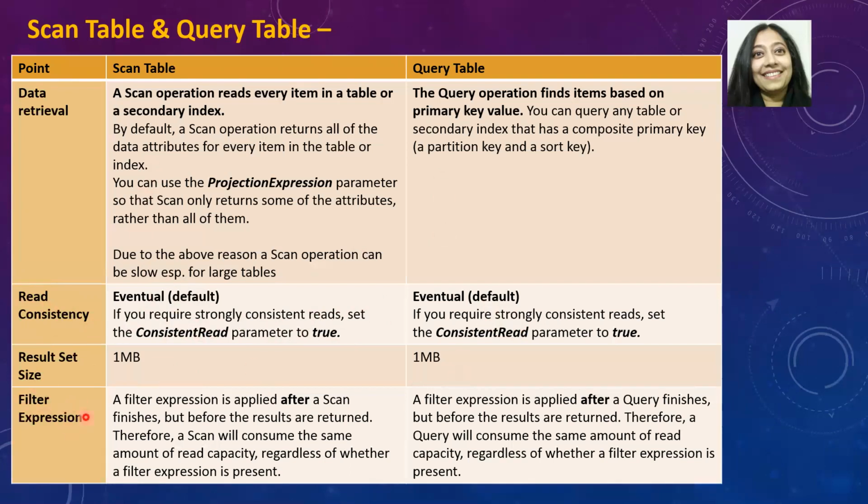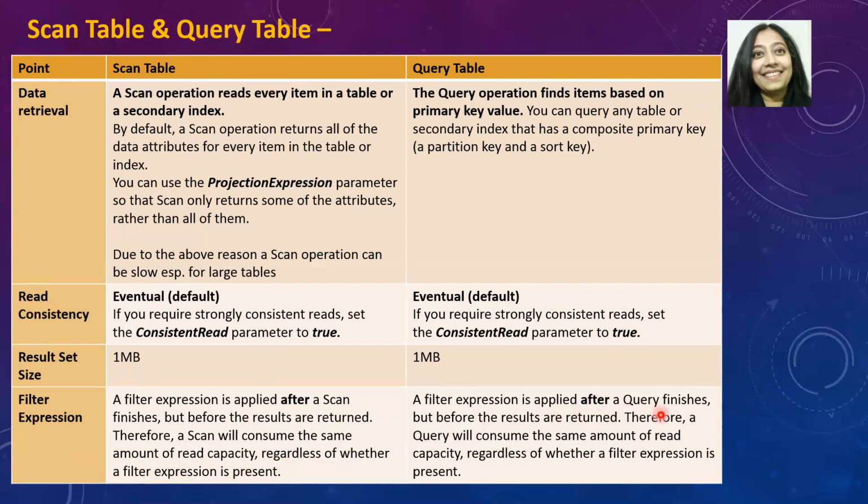Again, as far as the filter expression is concerned, the filter expression is applied after a scan finishes. That means when it scans the entire table, after that, the filter expression is applied, but before the results are returned to you. So it scans the table, then applies the filter expression, and then it returns the result to the caller. Therefore, a scan will consume the same amount of read capacity regardless of whether a filter expression is present or not. A filter expression for a query is applied after a query finishes.